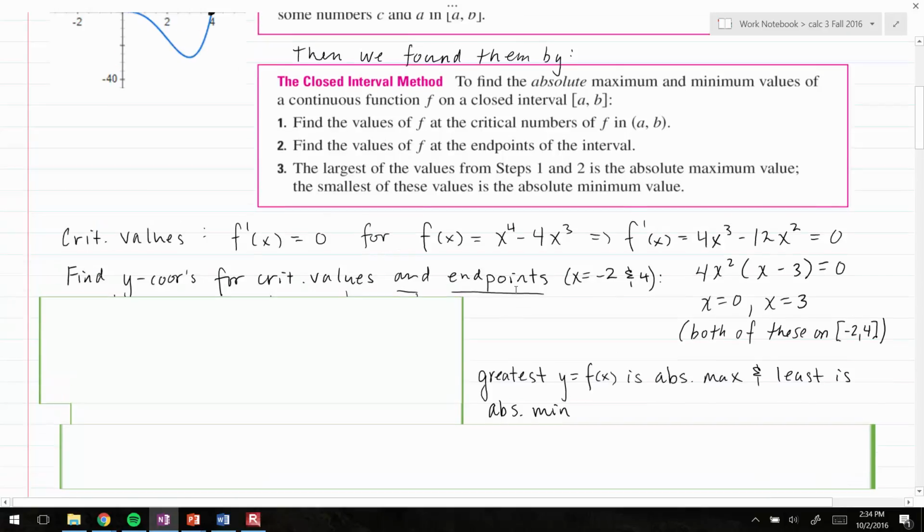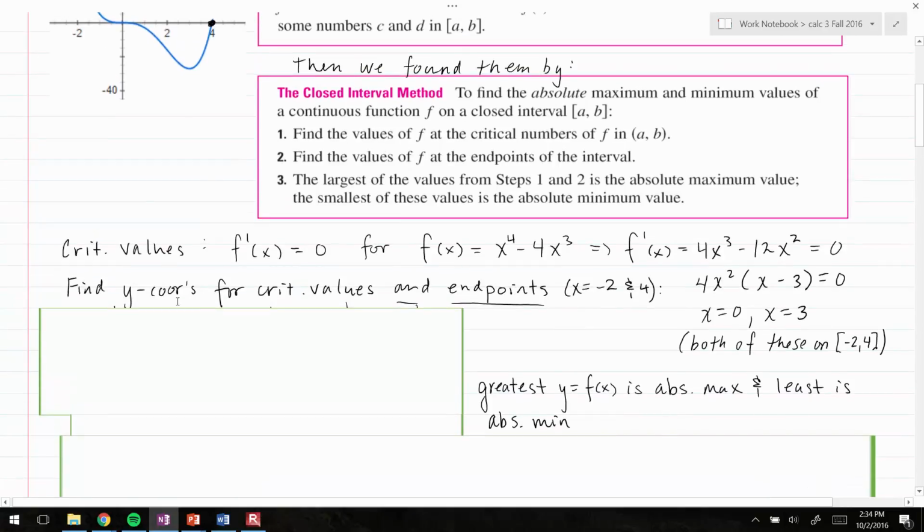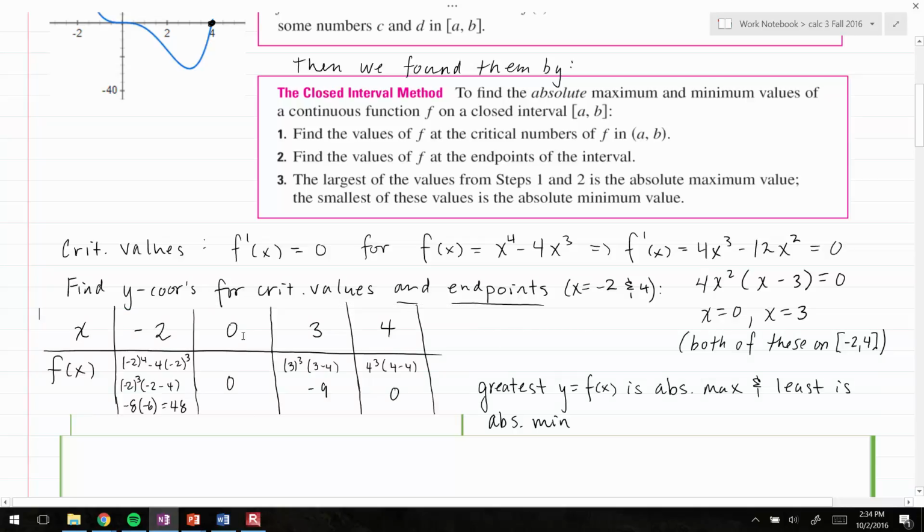Now, the different thing is finding the y coordinates for the critical values and the endpoints. The endpoints are negative 2 and 4, and we got the critical values of 0 and 3. This next part, it may be handy to make a table and figure out what the y values are that go with those x values that are important. These are our candidates for the absolute max and mins.